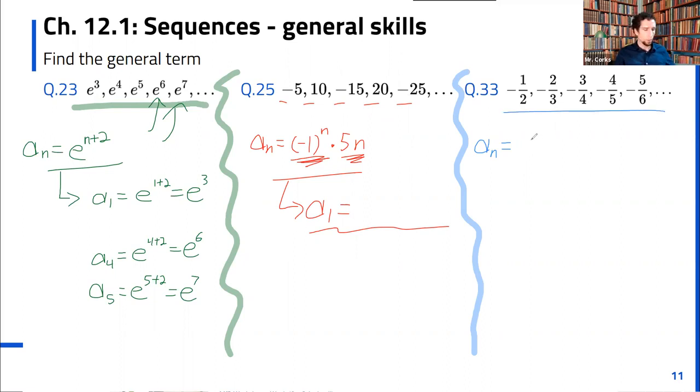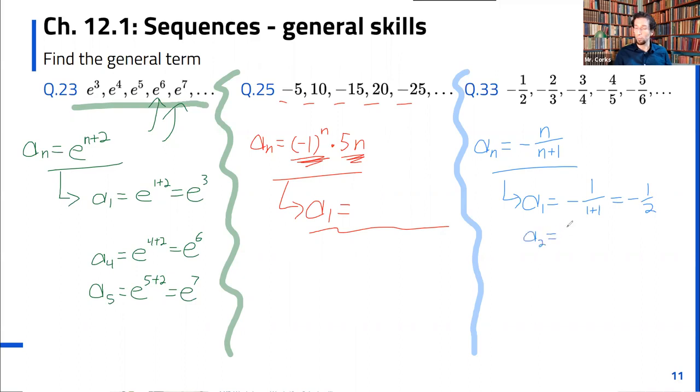The next one here on the right, can someone give us an idea? Negative n over n plus 1. Okay, so let's think about this. When n is equal to 1, a1 would be negative n over n plus 1, so negative 1 over 1 plus 1. So negative 1 over 2.